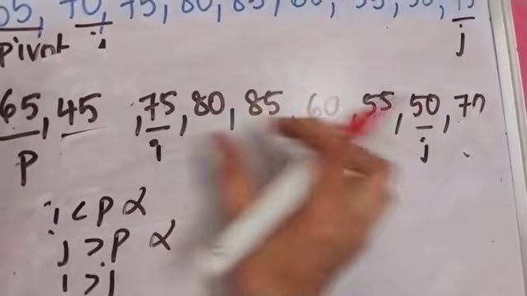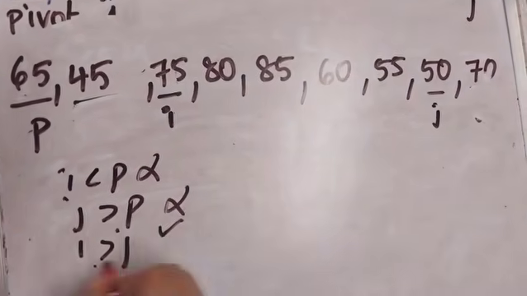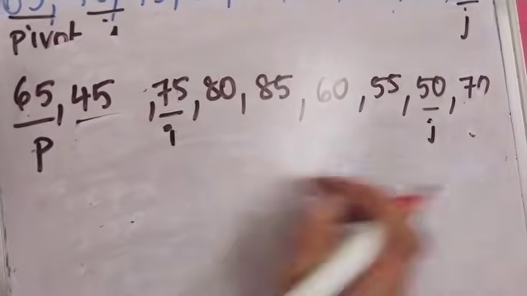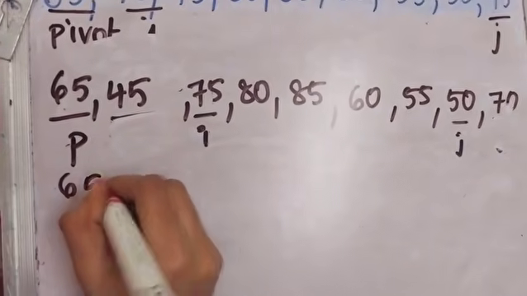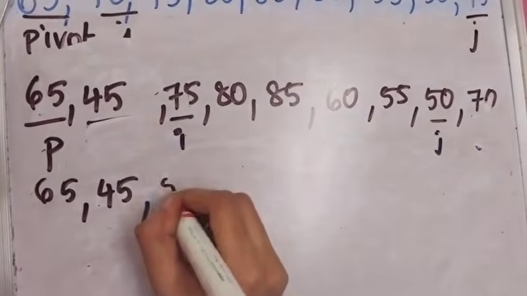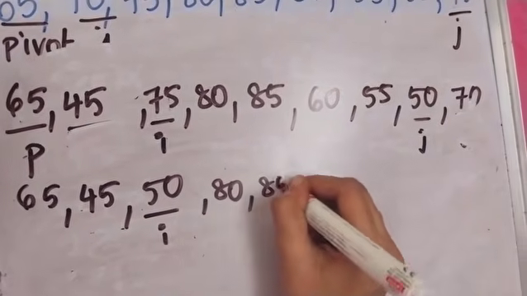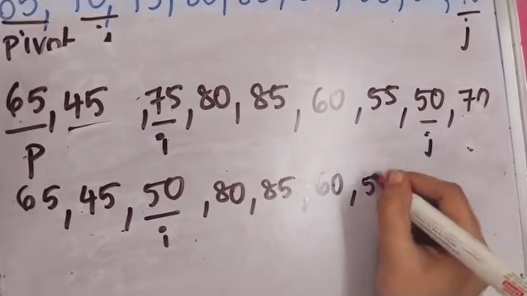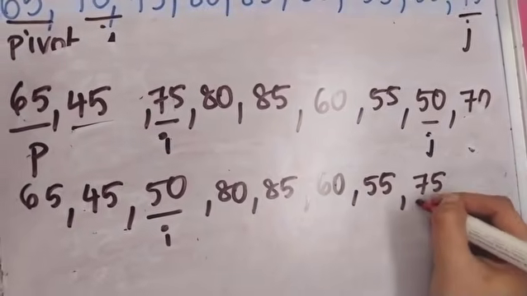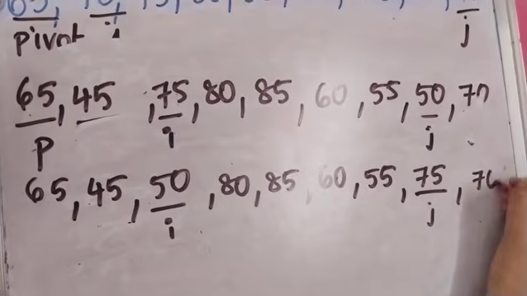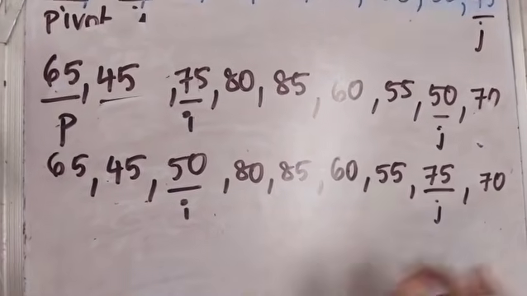I greater than J. 75 greater than 50? Yes. So swap I and J. Let us swap I and J. What do I get? So this is my I and J now.